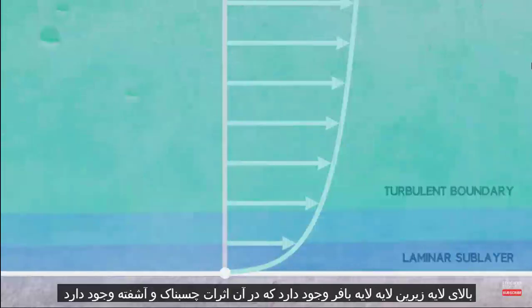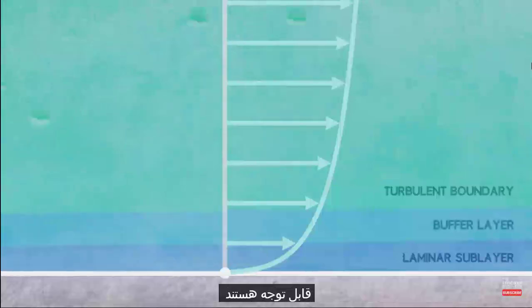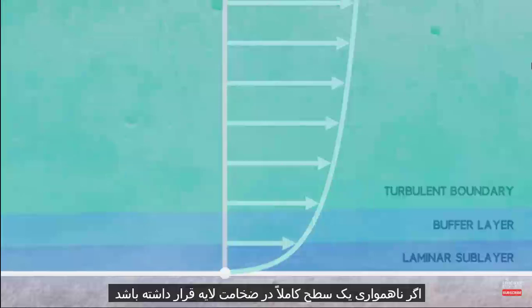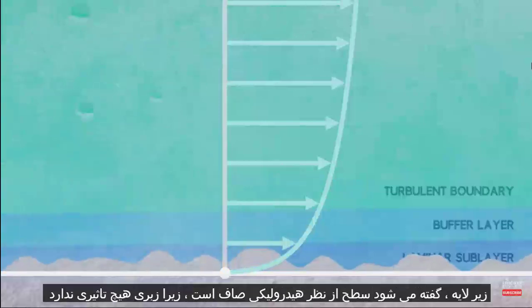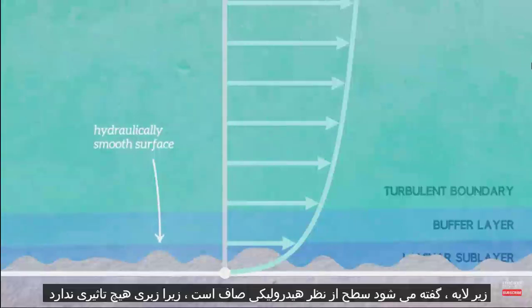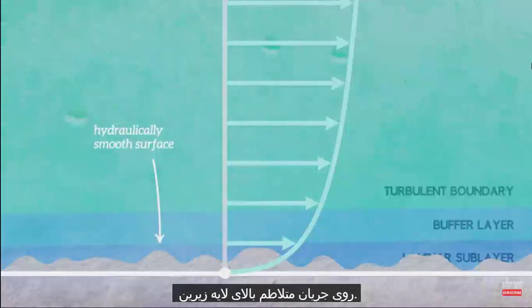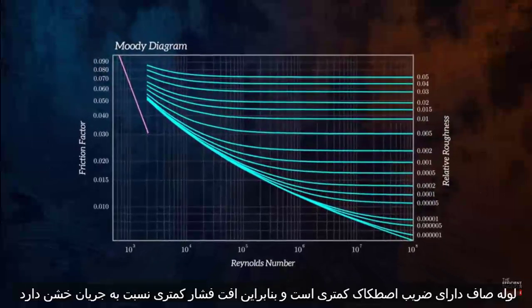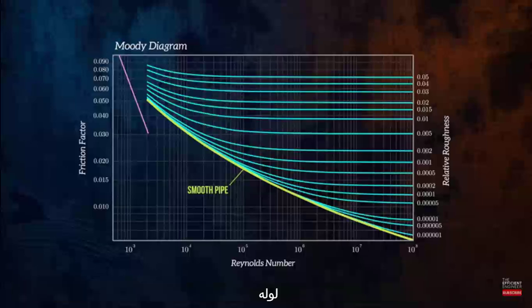Above the laminar sublayer, there is the buffer layer, where both viscous and turbulent effects are significant, and above the buffer layer, turbulent effects are dominant. If the roughness of a surface is contained entirely within the thickness of the laminar sublayer, the surface is said to be hydraulically smooth, because the roughness has no effect on the turbulent flow above the sublayer. This is important in pipe flow because, as can be seen from the Moody diagram, flow in smooth pipe has a lower friction factor, and so smaller pressure drop than flow in rough pipe.